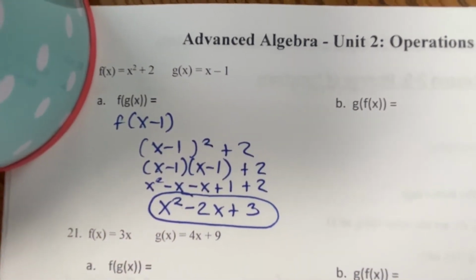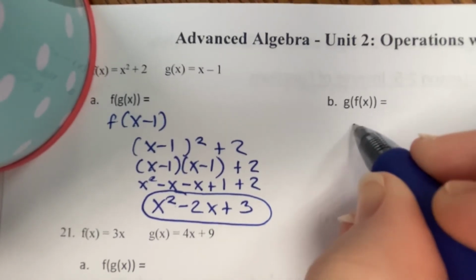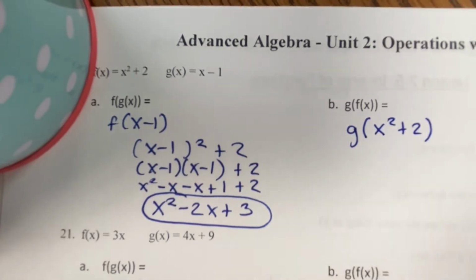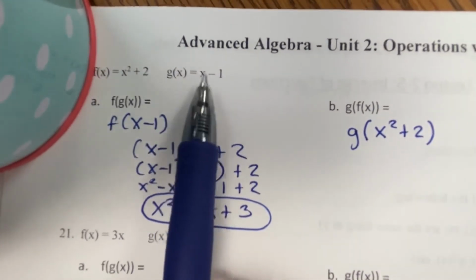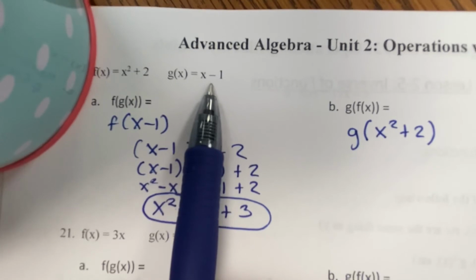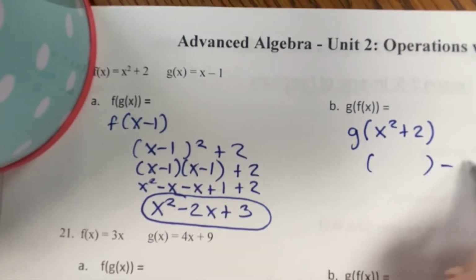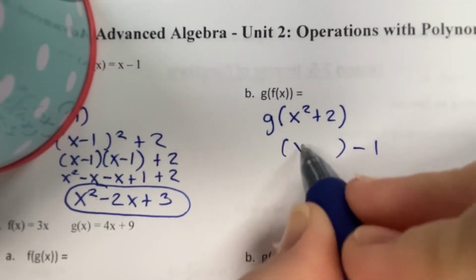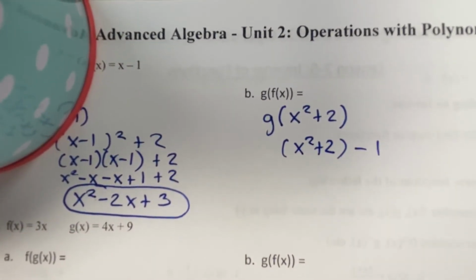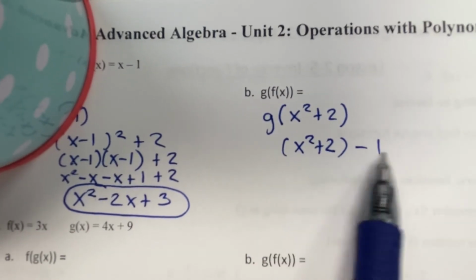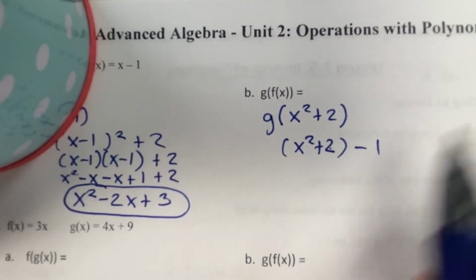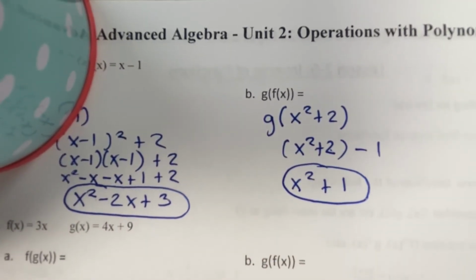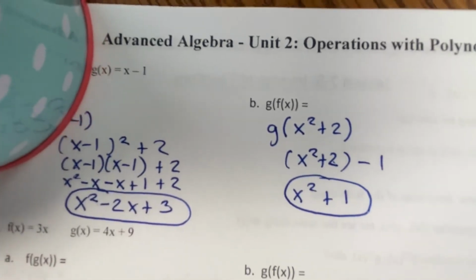The next example is g of f of x. Well, what's f of x? It's x squared plus 2. But we're substituting it into the g function. So instead of saying x minus 1, I have parentheses minus 1, and then this just drops in. I drop the x squared plus 2 in and then combine my like terms. Here I'm not multiplying anything, I'm really just subtracting 1. So I can combine my like terms to get x squared plus 1. And that's it.